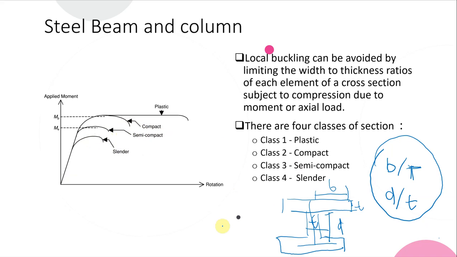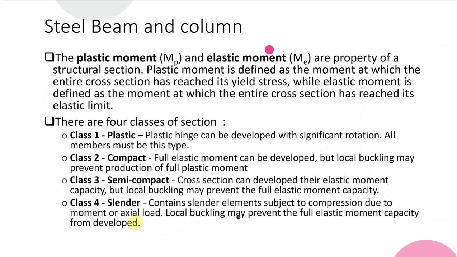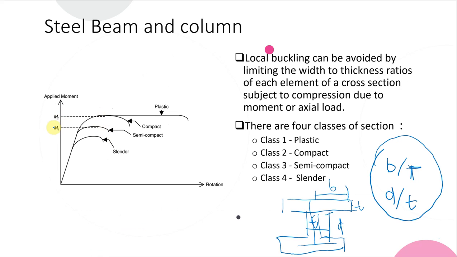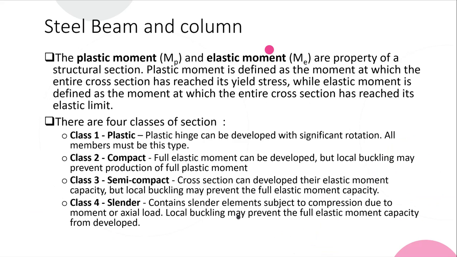Okay, but here, maybe confused lagi, kita tengok kat belakang. Okay, apa maksud dia? Okay, kalau you nampak kat sini ada ME, MP. Okay, apa maksud ME, MP ni? ME ni adalah elastic moment, MP tu adalah plastic moment. Okay, a property of the structure section. Okay, plastic moment is defined as moment at which the entire cross section has reached its yield stress.